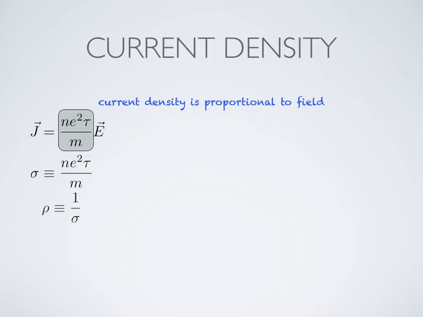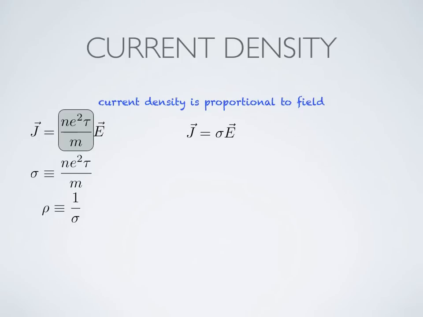That constant is something I'm going to call sigma. It's what's called the conductivity. The reciprocal of that is rho, which is the resistivity. Now, what this means is I can rewrite this equation here as J is equal to sigma times E. And this is what's known as Ohm's law. Although it's not the Ohm's law that many of you may be familiar with if you've seen Ohm's law before. This is Ohm's law written on what's called a microscopic scale.